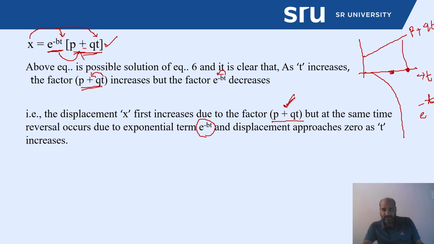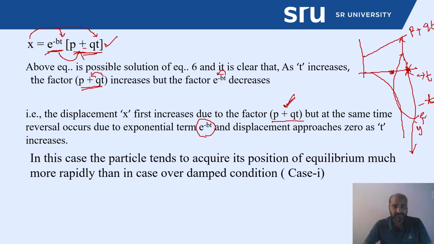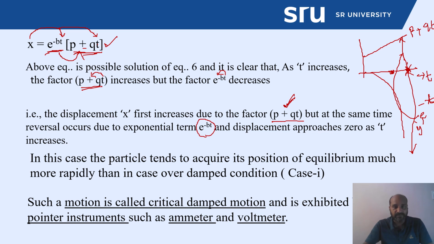So if you compare both y-axes, see here, this y-axis is a little bit larger. What does it mean? This e to the power of minus bt is dominating p plus qt. So one factor is increasing the displacement, and the second factor is decreasing the displacement. However, finally, the resultant will decrease. I mean, what does it mean? This e to the power of minus bt will dominate p plus qt. So finally, the displacement of the oscillator will decrease gradually, exponentially.